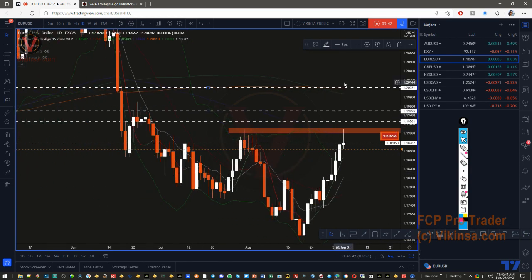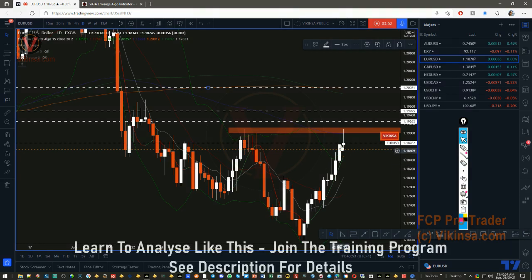Ultimately, this can happen. If you haven't gone through the DXY analysis, go and have a look. The DXY has a potential to fall down to the 90 level. And if that happens, then EURUSD can go back to the 1.2 level as well. But before that can happen, it will have to go through some of these levels.